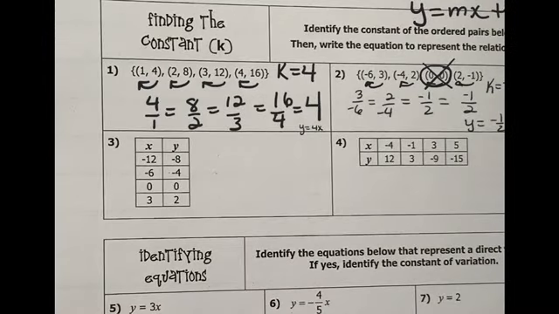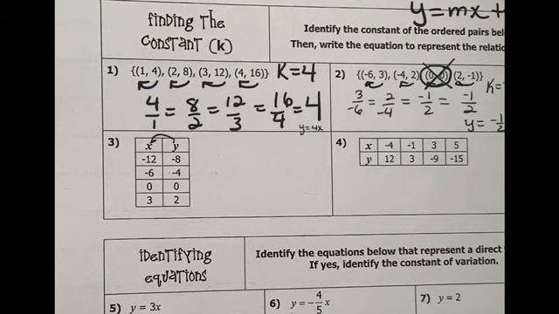So the important thing to remember is that you have to divide each one of the ordered pairs to make sure that they're all equal to the same constant. Once you have determined that they're equal to the same constant, then it is a direct variation.